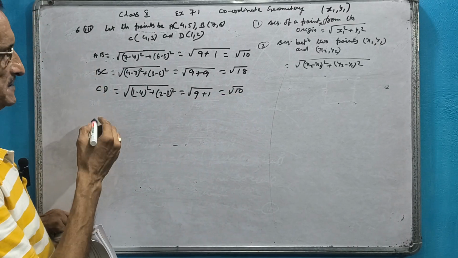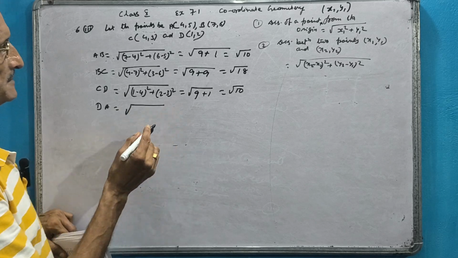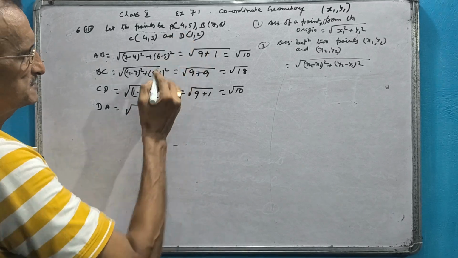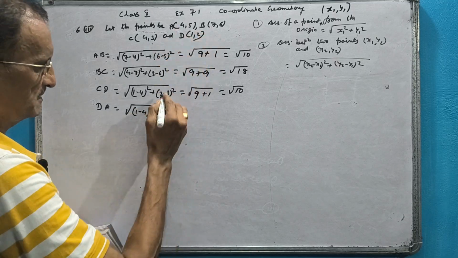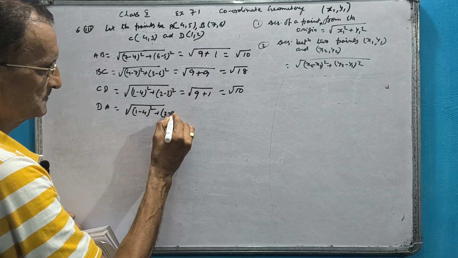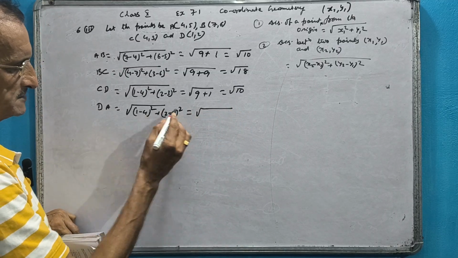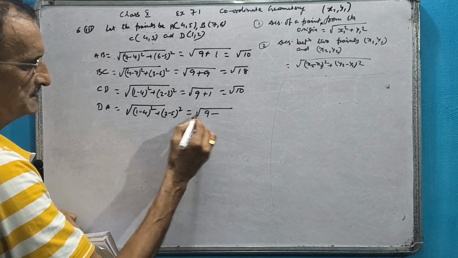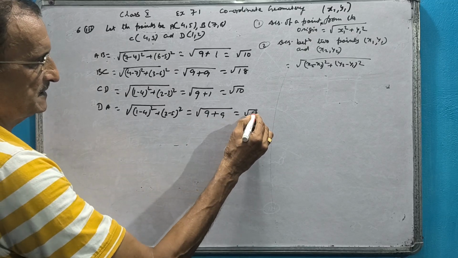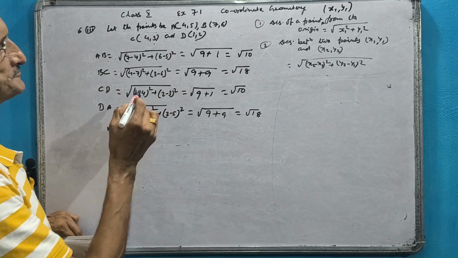AB, BC, CD, then DA or AD. DA: (1 minus 4) whole square plus (2 minus 5) whole square. 1 minus 4 is minus 3, whole square is plus 9, and again minus 3 whole square is plus 9, root 18. Now we need to find AC also.